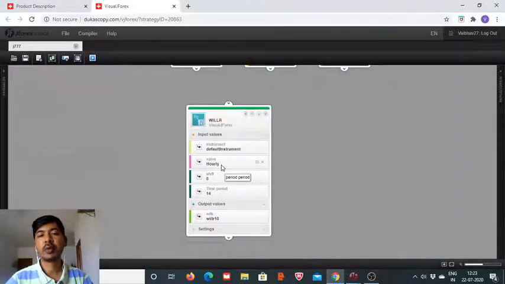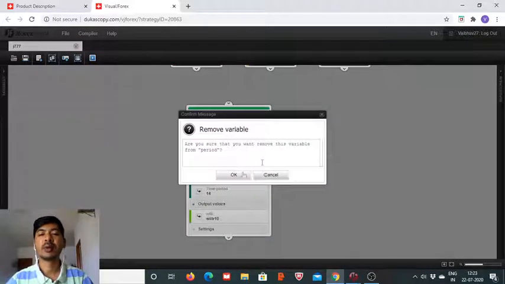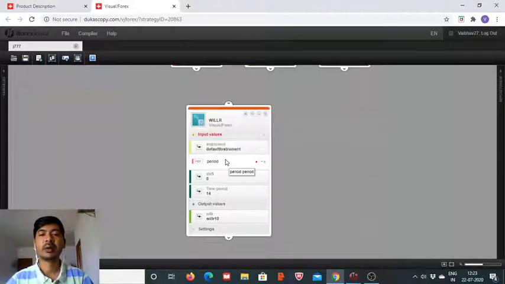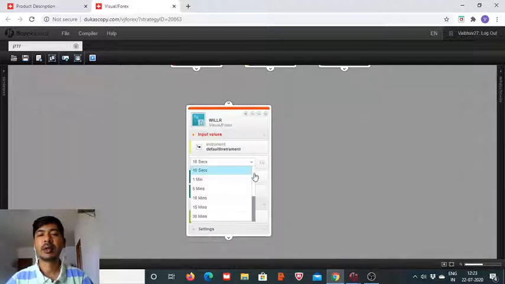You can also do it here. Now it has been created as a temporary variable. You can even fix it. You just have to take the time period as per your requirement.